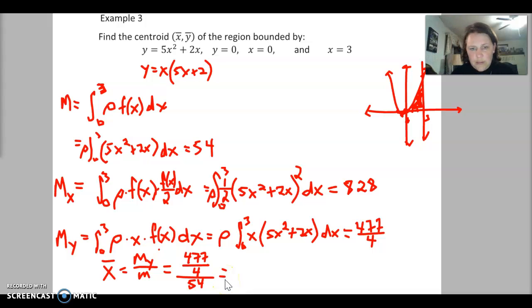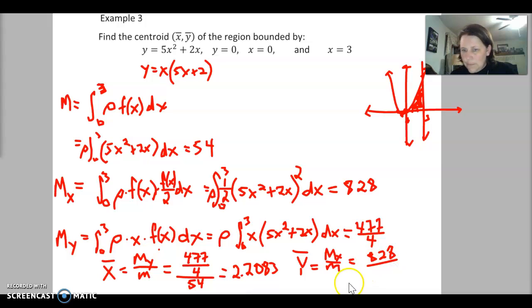Which is 2.2083, and then y bar is equal to the moment with respect to x over m, which is the total mass, and that is equal to 828 over 54, which is equal to 15.33.